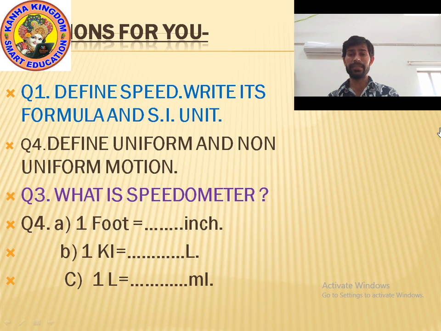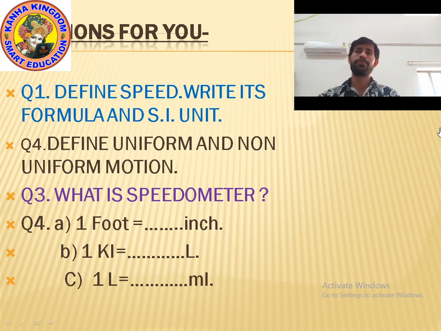What is speedometer? Speedometer is a device used in car, bike, which records the speed directly in kilometer per hour. And what is odometer? Odometer shows the distance moved by a vehicle in digit.